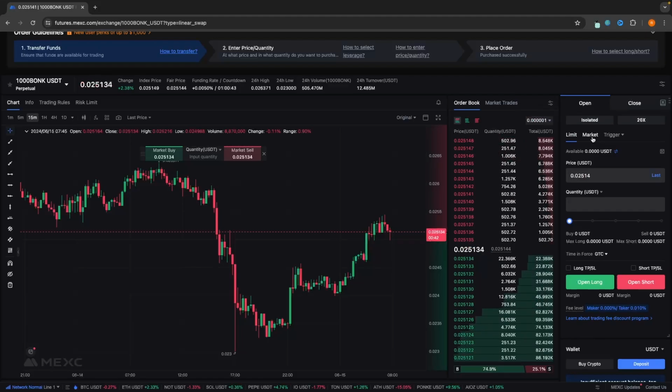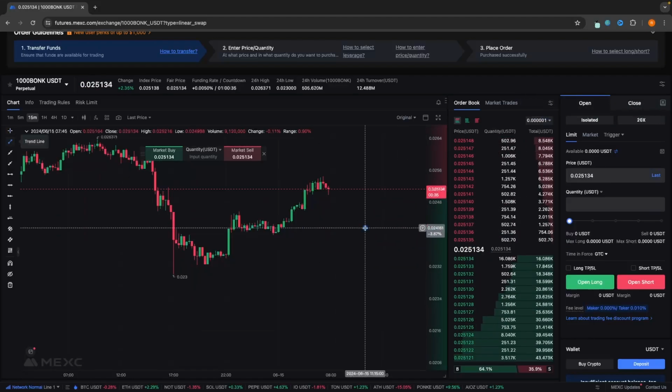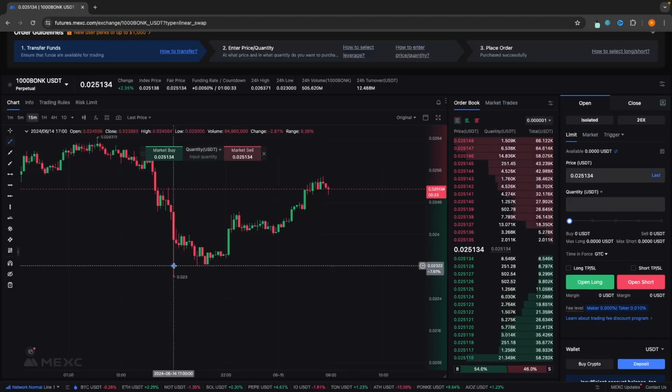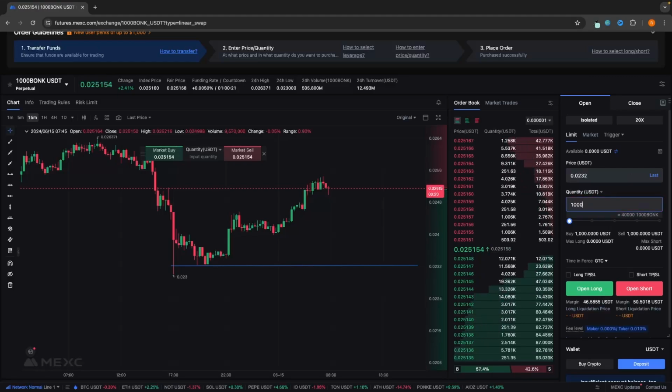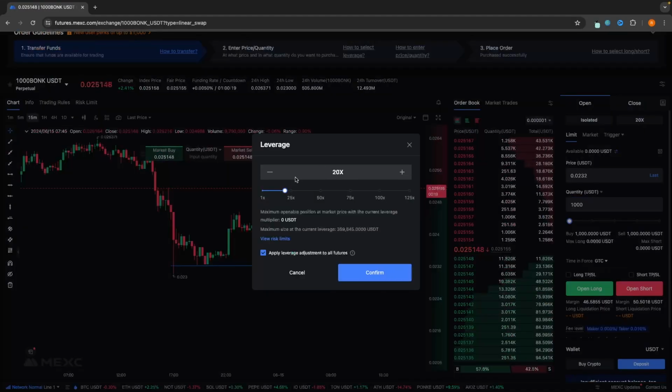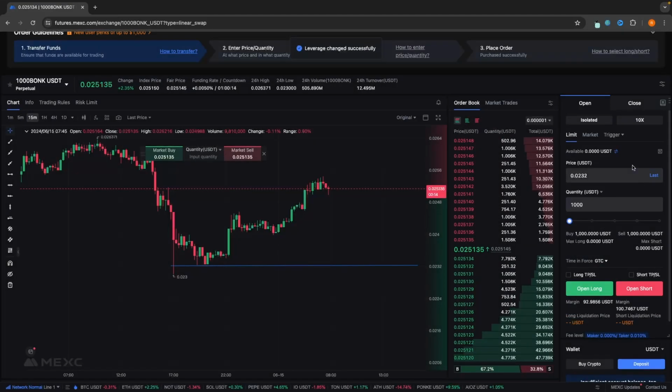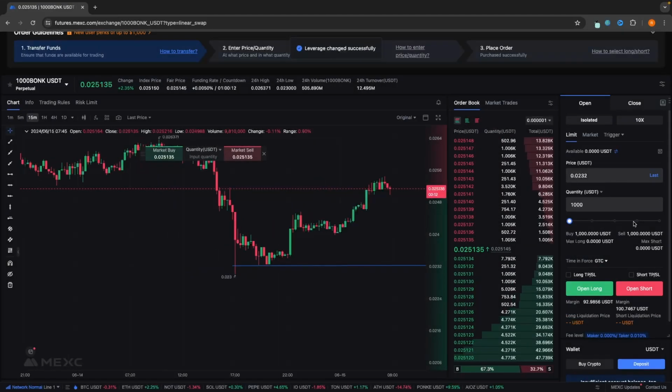Then from here, we can buy a market or limit, the exact same as we can with spot. So if you want to place a limit trade down here, let's say we want to buy at this level, all we would do is go up to the limit right here. Then we can set this to 0.0232. Enter in the amount that we want to trade with. Of course, select the leverage as well. So let's say I want to enter in a 10x leverage trade right here. Then I have everything set up and ready to go.